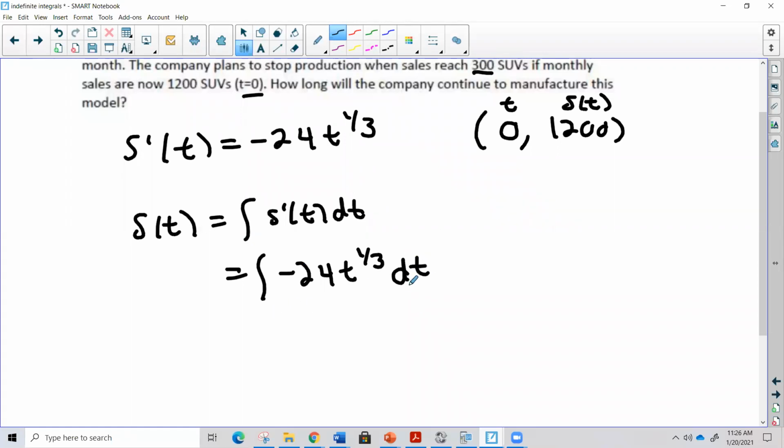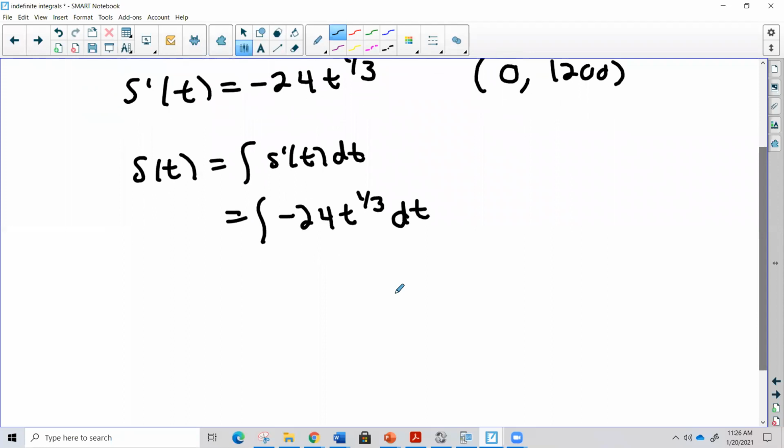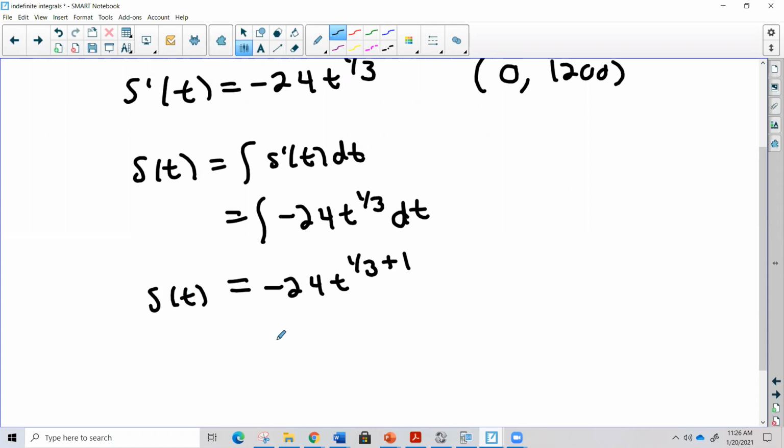Okay. And don't forget your dt. I'm using t instead of x because my function is in terms of the variable t. So always match d, and it should be whatever letter you're using for your variable. Okay, so if I take the integral of this, I'm going to write this one all out since I have a fraction. I would have 1/3 plus 1, and then I'm going to divide by 1/3 plus 1. Okay, now, and then, sorry, plus c, don't forget that.